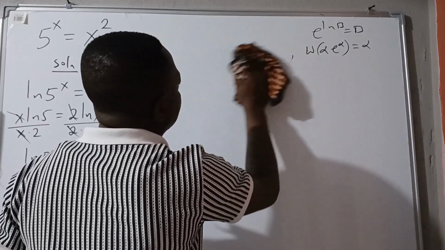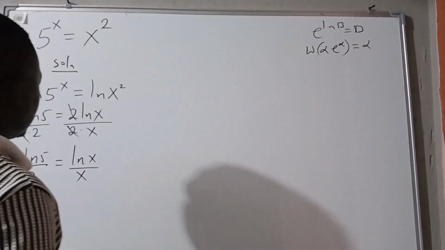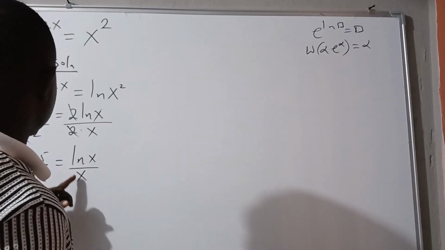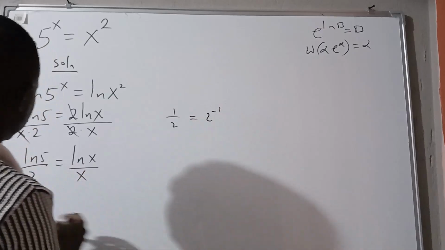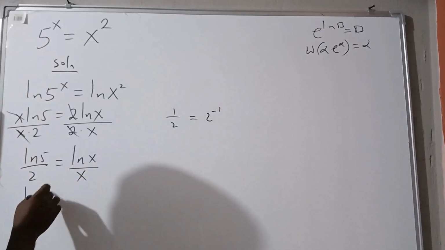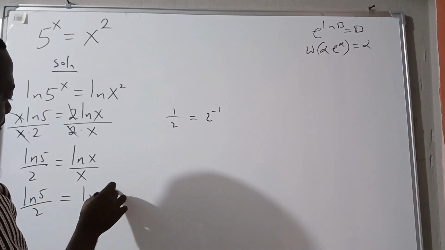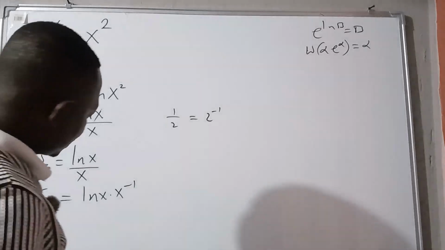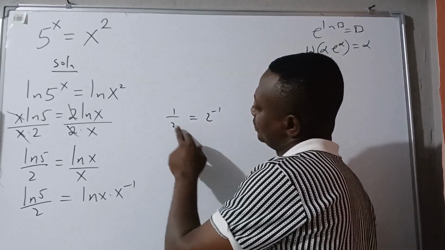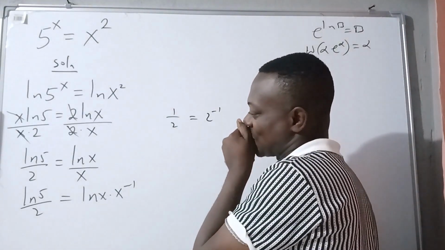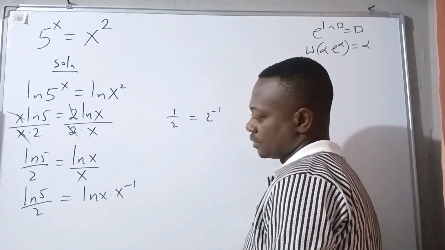All right, so that is that. Now let's go ahead and write this one in linear form. 1 over 2 is the same as 2 to the power of minus 1. So I can say ln of 5 on 2 equals ln of x times x to the power of minus 1. I have done nothing here because 1 over 2 is the same as that. So this one is the same as that. I've done nothing.